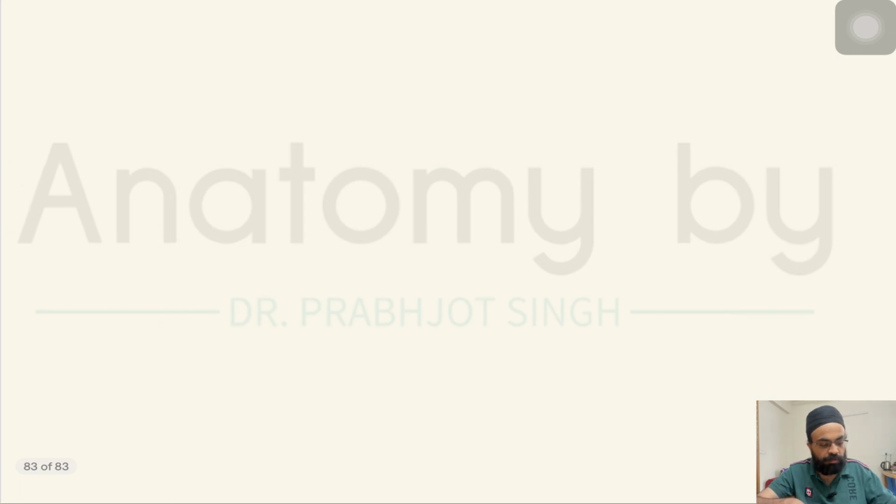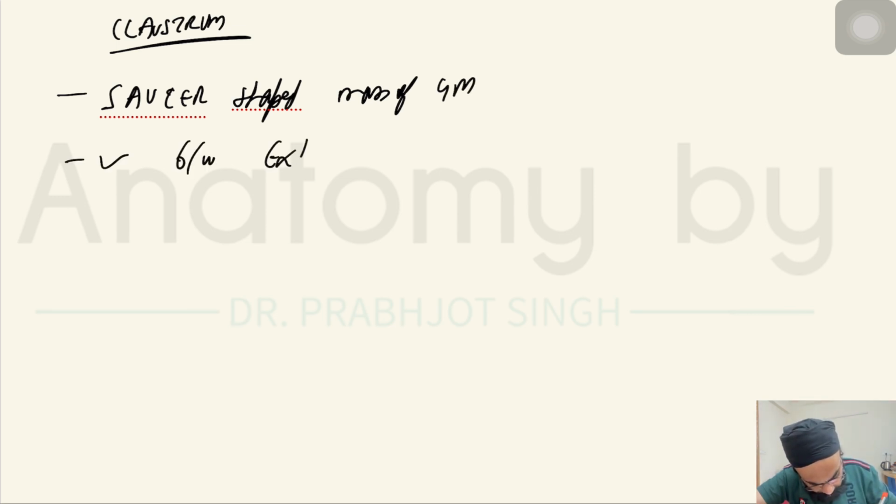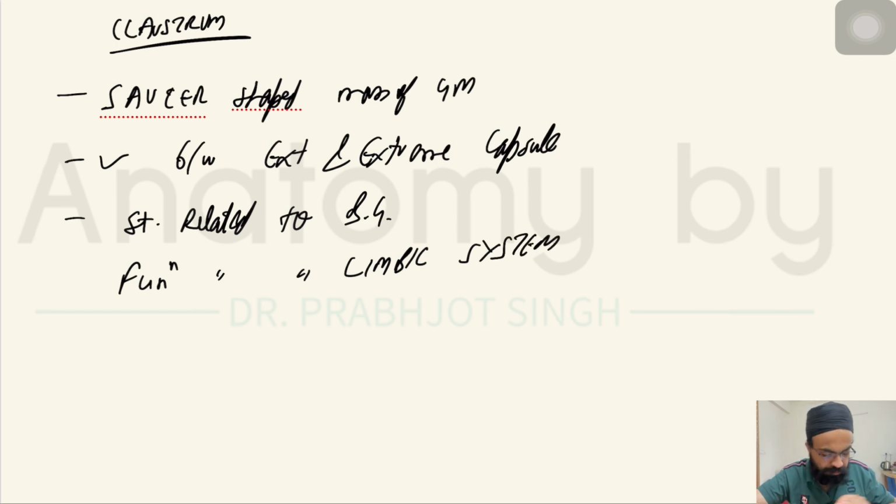Now let us move on to the next nucleus in our case. The next nucleus we will study is claustrum. Claustrum is nothing but a saucer shaped mass of grey matter present between external and extreme capsule. Structurally, it is related to basal ganglia. Functionally, it is related to limbic system. That's all for claustrum.